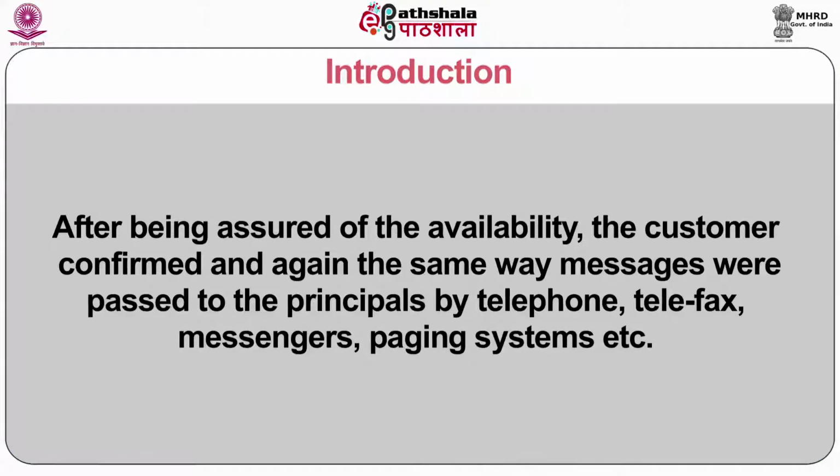Dear students, customers would call the cargo agents or consolidators, and the cargo agents or consolidators would call the principals asking for availability of space. Once assured of availability, the chain of messages was used to pass the information back to the customer. After the customer confirmed, the messages were again passed the same way to the principals by telephone, telefax, messengers, paging systems, etc. This is how cargo booking used to look in the olden days.